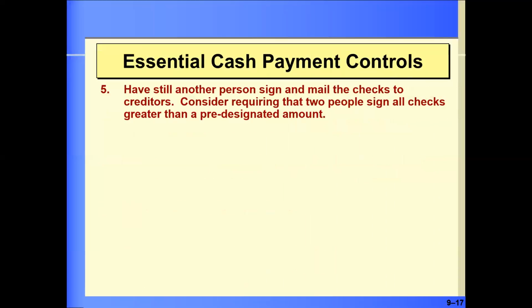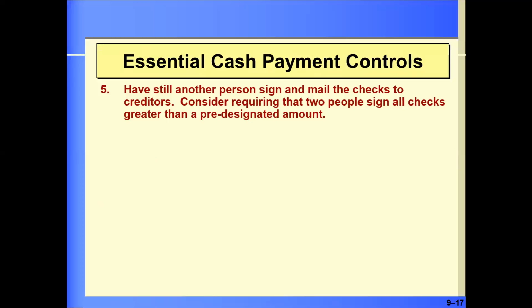Now you still have another person, if possible, sign and mail the checks to the creditors. Well, in my situation that I just discussed, people send online payments every day. So we didn't have to have another person sign and mail the checks because there were no physical checks to be sent. But the owner, giving his special code that only he knew, essentially told the bank to send out the checks on their behalf. And that's what happens.